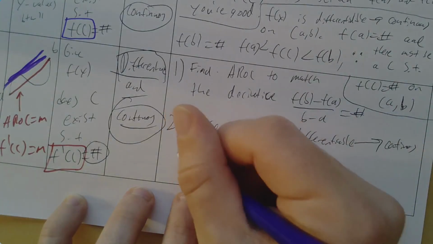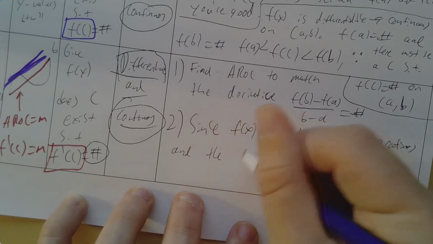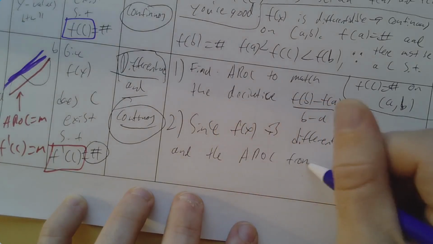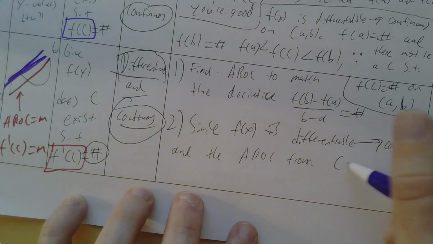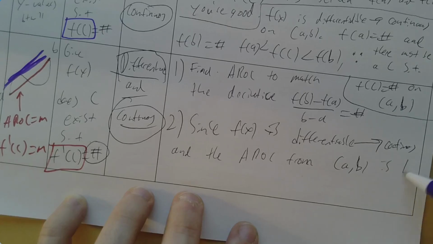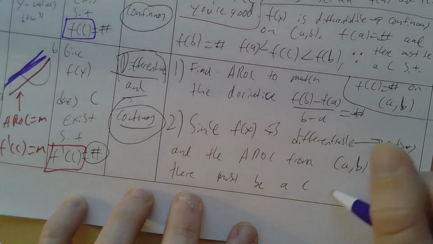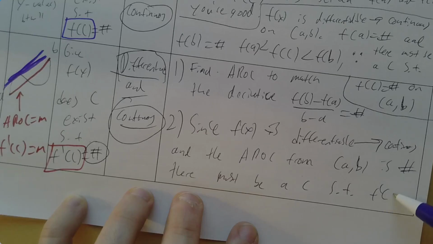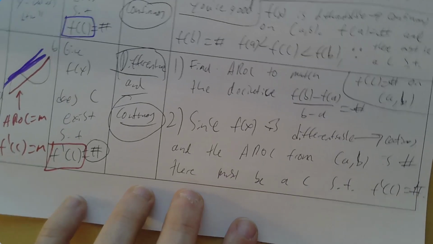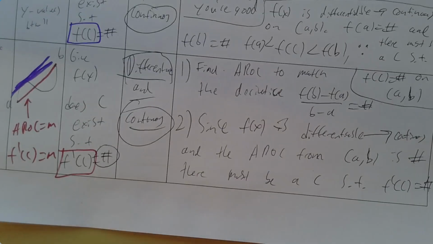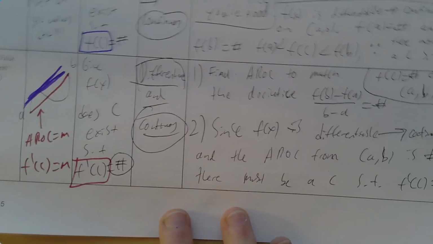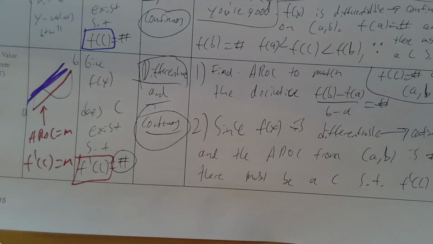and the AROC from A to B is this number, there must be a C such that f prime of C equals this number. Okay. Again, if you're like, I don't really get this, Mr. Kelly, I just don't understand, on the hierarchy of things, it's the next thing to do after you get the function analysis, the particle motion, the derivatives, the integrals. Now, okay, trying to understand the theorems.